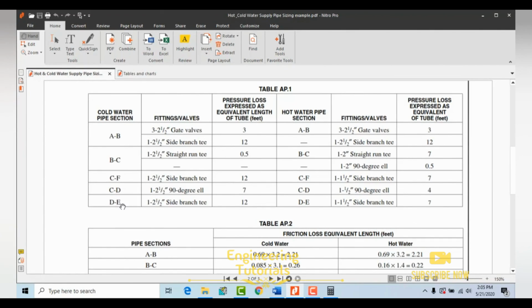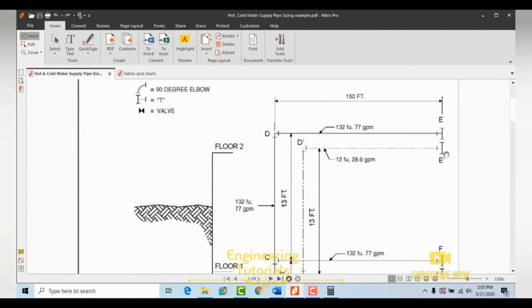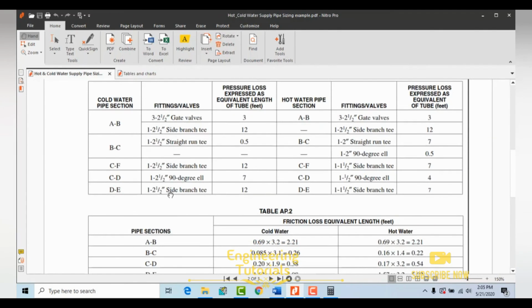Then again from D to E, again we have a side branch T. As you can see over here, at the most remote outlet we have a side branch T, the same 2.5 inch size. The 2.5 inch side branch T you already calculated, that is 12, so we can use 12 over here.